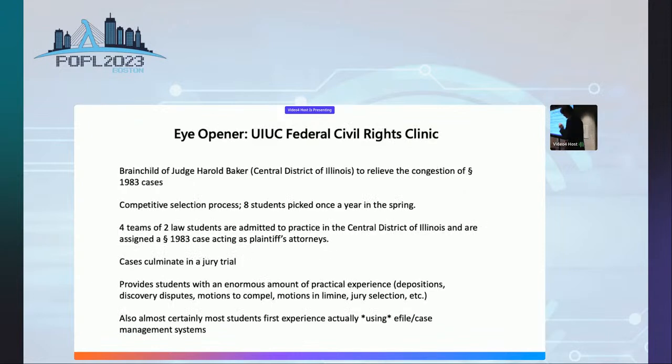So the big thing that threw a wrench in that, even though you can write that, and it's neat, is that I tried out for and made it onto the University of Illinois Federal Civil Rights Clinic. This is a program started by Judge Harold Baker to relieve congestion from 1983 cases. They pick 8 students once a year, and 4 teams of 2 are assigned a 1983 case. And you bring it all the way to a jury trial. So you go from the initial stage of the case to trying it in front of a jury.